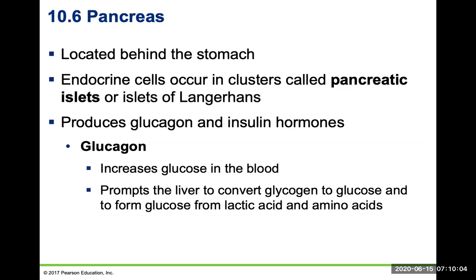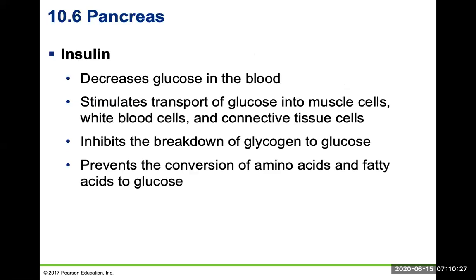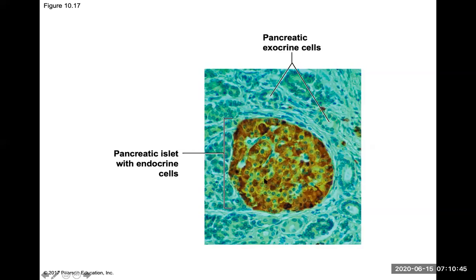The pancreas is located behind the stomach. It has endocrine cells called pancreatic islets, and they produce glucagon and insulin hormones. Glucagon and insulin are two hormones created by the pancreas, and they have opposite effects. Glucagon increases glucose in the blood, so it will put more glucose into your blood levels. Insulin decreases glucose in the blood, so it stimulates the transport of glucose into muscle cells. It inhibits the breakdown of glycogen to glucose, and it prevents the conversion of amino acids and fatty acids to glucose. So here's a pancreatic islet cell.